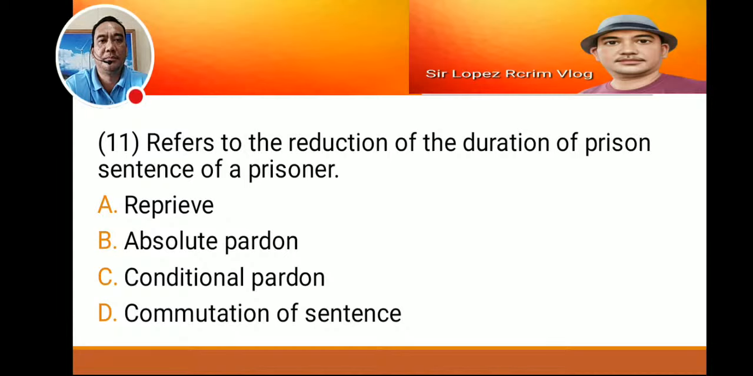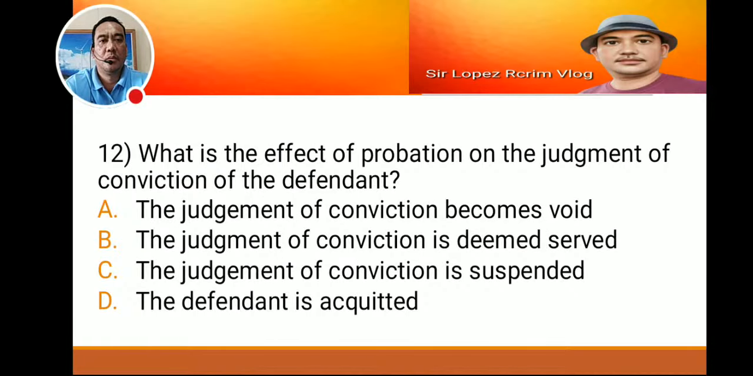Number 12. What is the effect of probation on the judgment of conviction of the defendant? Letter A, judgment of conviction becomes void. Letter B, the judgment of conviction is deemed served. Letter C, the judgment of conviction is suspended. Or letter D, the defendant is acquitted.